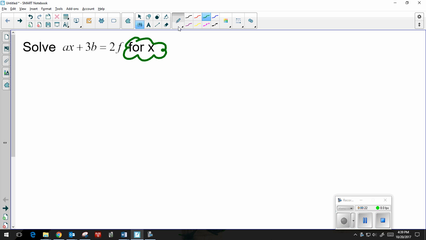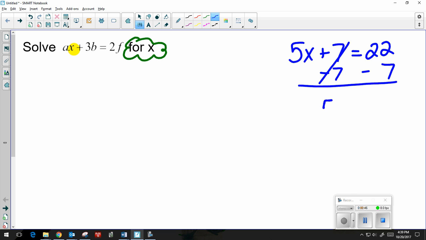So I'm going to highlight the x because that's what I want to solve for, which means I need to move everything away from that x. And it's just like if you were to solve an equation. So on the side, I'm going to put a different equation for a second. So if I had 5x plus 7 equals 22, I would start by subtracting this 7. And I would get 5x equals, and then 22 minus 7 gives me 15.